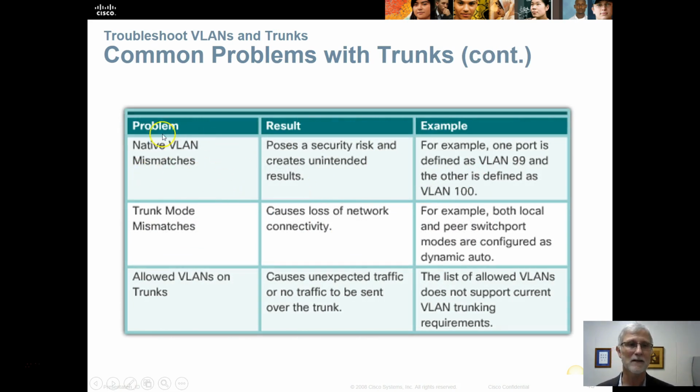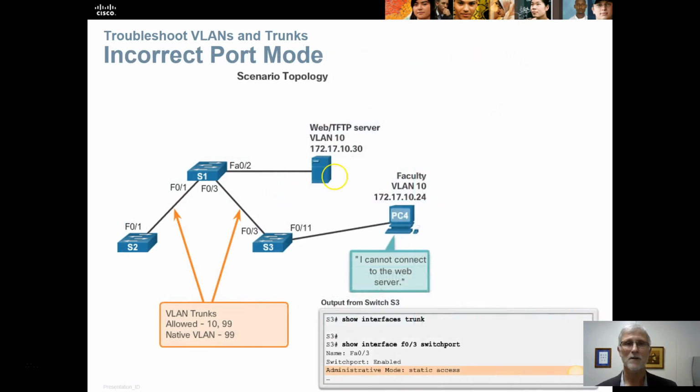Just keep in mind, when you have a native VLAN mismatch, it could definitely give you security risks. Mismatches lose connectivity, or allow data I didn't expect to come through. So just keep that in mind.